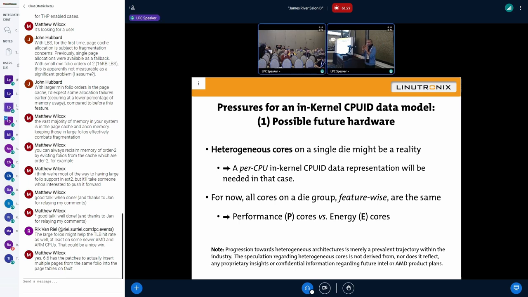There are a lot of challenges today in how the Linux kernel deals with CPUID information. The first one is possible future hardware designs. Heterogeneous cores might be a reality. We don't know, but given how the industry is moving, this might happen. For now on x86, all cores on a die group are the same feature-wise, but there is this known difference between P cores and E cores, performance cores versus energy cores.